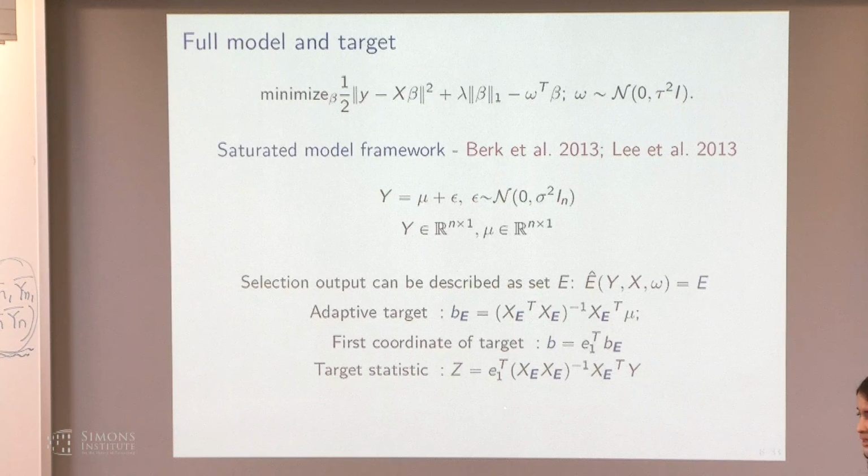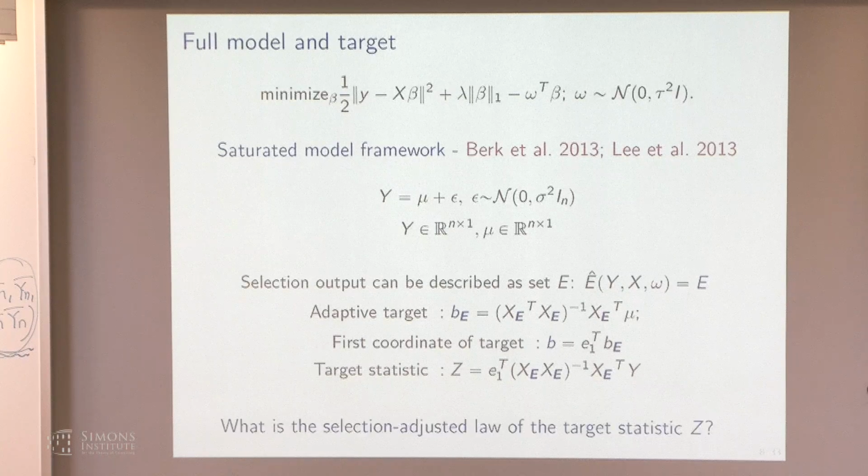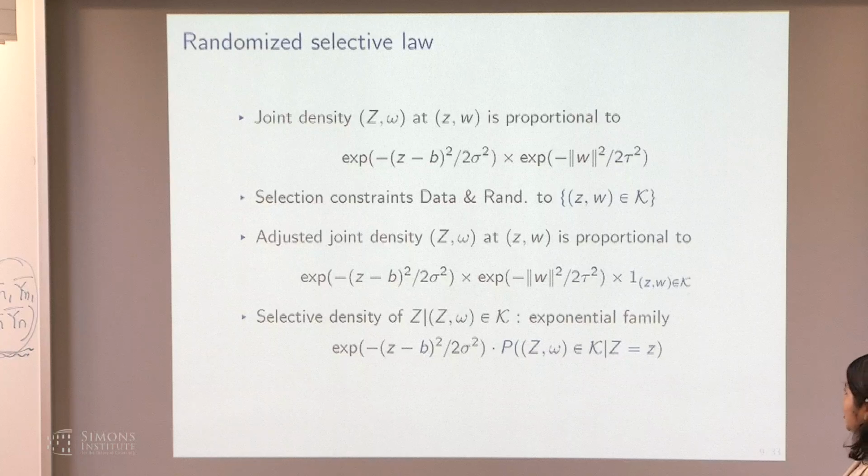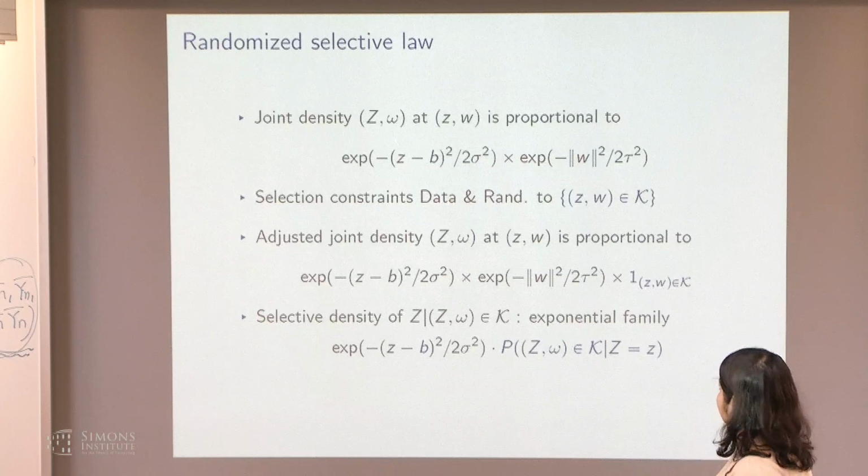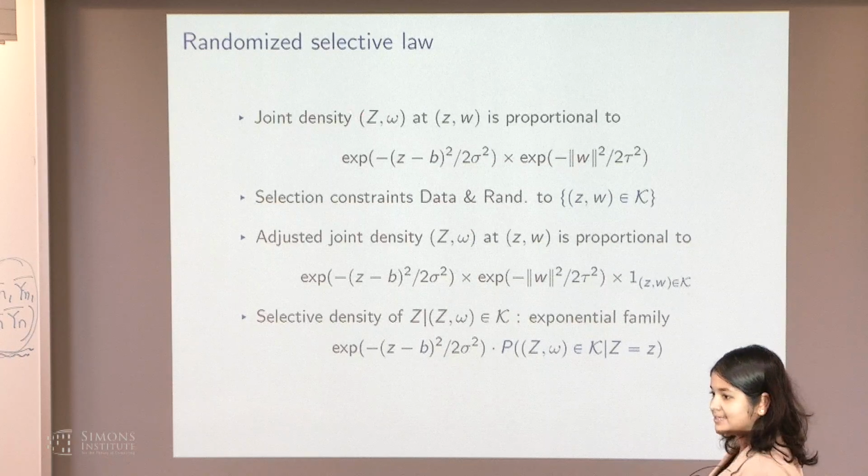Naively, if there was no selection, this would have been Gaussian. But the question now is, what is the right law of this naive statistic if we did perform selection? How do we calibrate the law of this statistic? Okay, so to see it, let's simplify notation again. So we have, say, data, a statistic Z, which is a function of data. We have randomization omega.